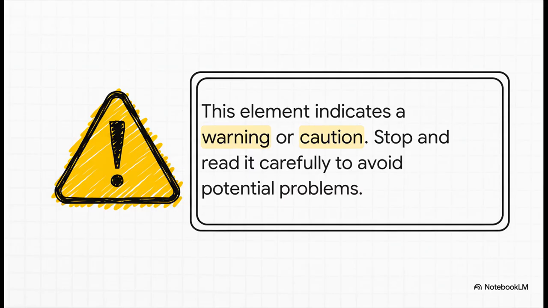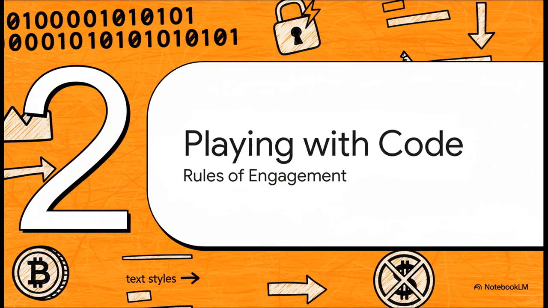This is the author throwing up a big red flag about a potential problem or a super common mistake. You absolutely cannot ignore these if you want to avoid trouble. All right, now you know the visual language of the book.